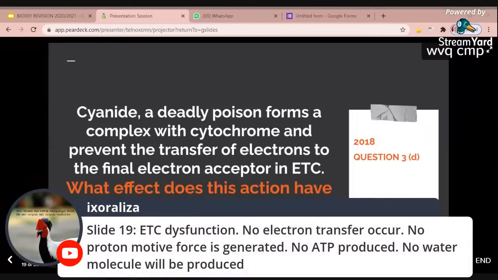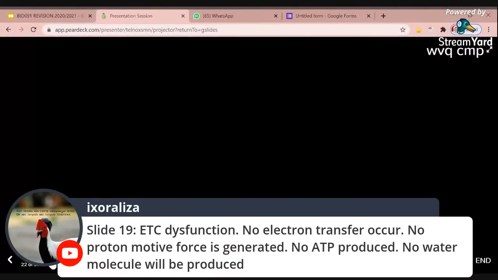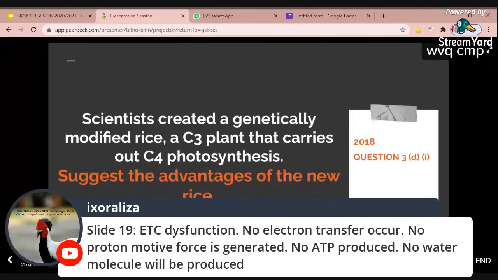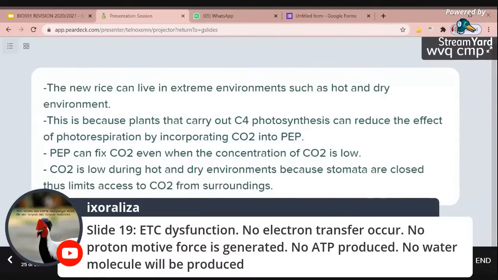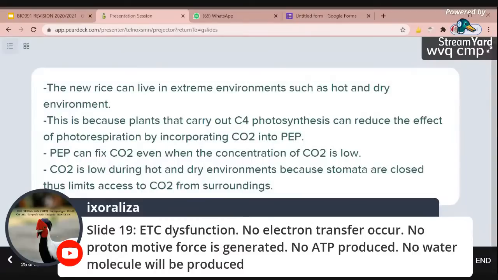Right, so I think this is the answer for slide 19. Okay, so let's move on to the next slide. Slide apa lagi? Slide 25. Oh betul, susah soalan ni kan? Sebab ada seorang je yang jawab. Soalan tanya the advantage of the new rice. Betul?